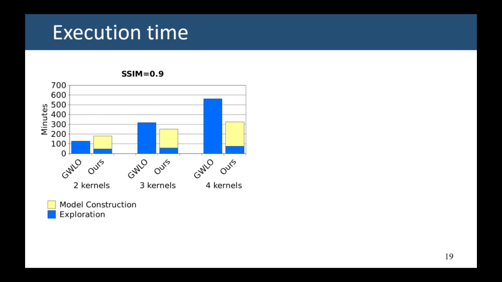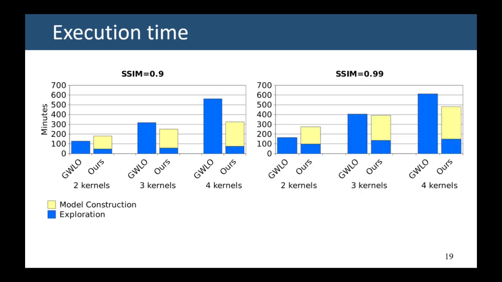The same behavior is also obtained for another accuracy target at 0.99. You can see here the trend through 3 scenarios stays similar. So our approach scales better than global work-length optimization.